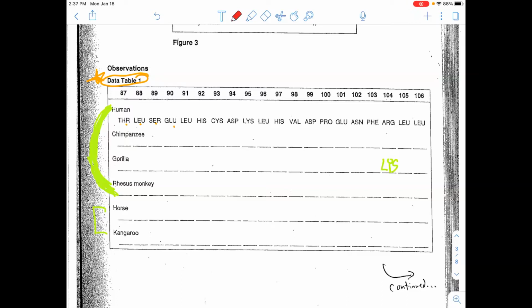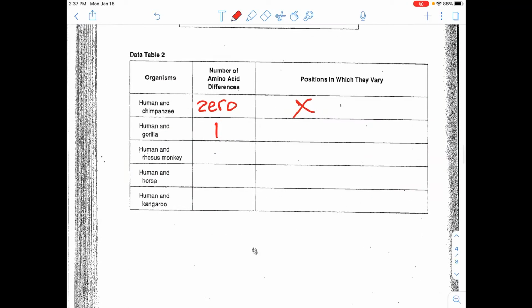If I go back up here, it was in place 104. Do you see that? 104 was a place where we found something different. So down here, I would write 104, and that's it. If we had more differences, like I know the human and the kangaroo will have more, you may have a list of places where they're different, and that's fine. Please pause the video at this time and finish filling in data table number 2.